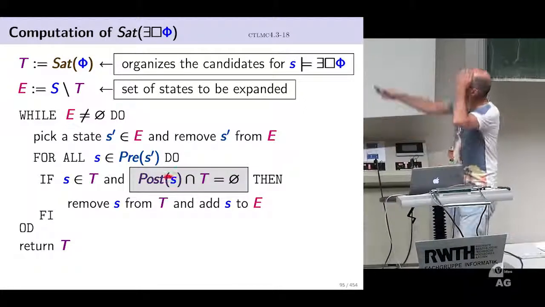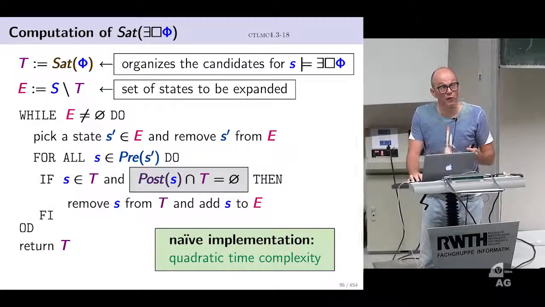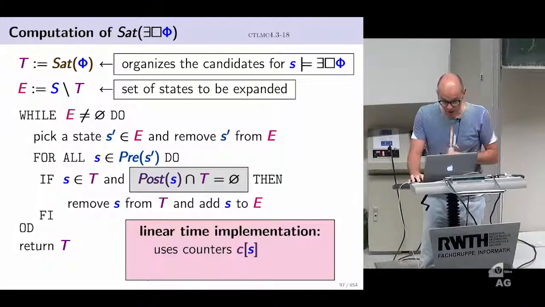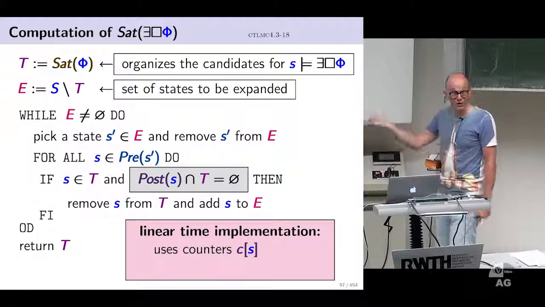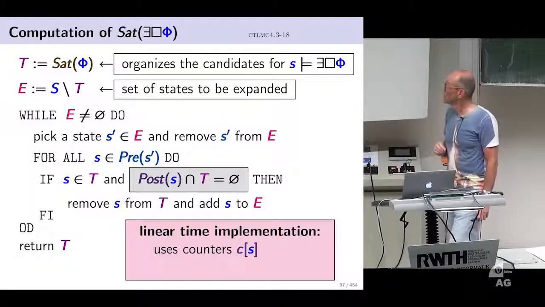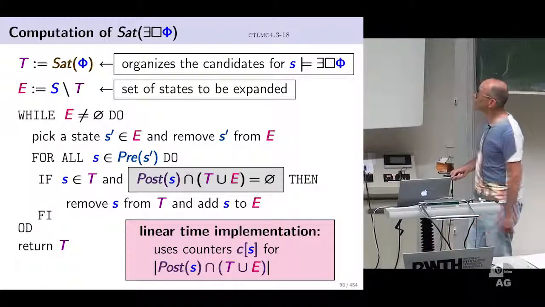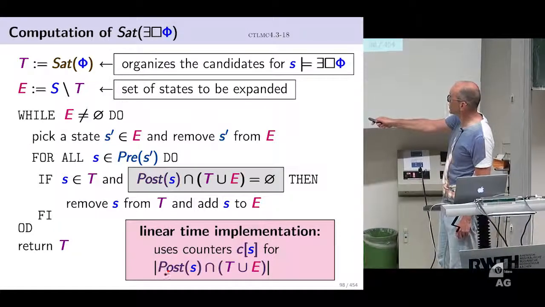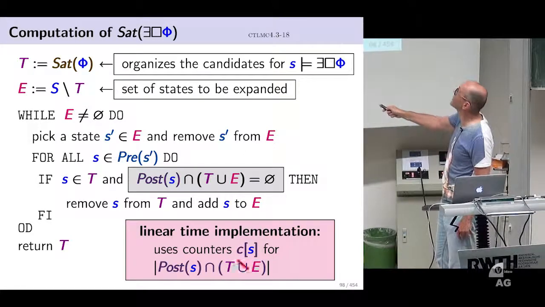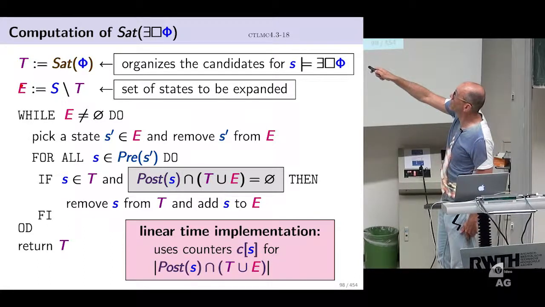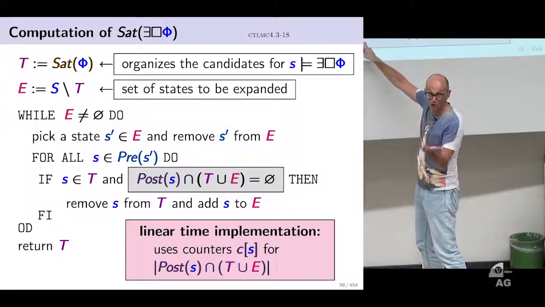Good. We need to check this, and in order to do this efficiently, if you do this naively, you get a quadratic time complexity. I would like to have a linear time complexity. So what we are going to do is use counters. These counters are going to keep track of the number of successors of already considered states. Every state will get a counter C of S, and the invariant will be that C of S is the cardinality of the set of direct successors which move either into T or to E. Initially, T is all the phi states, E is its complement, so initially it's basically only the set of direct successors, because T unified with E is the whole set.